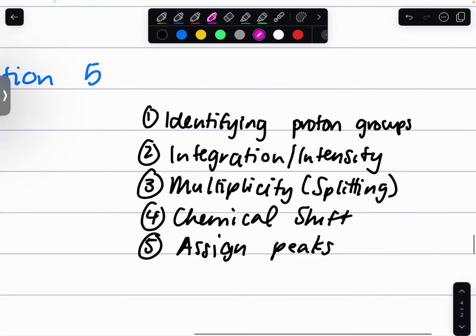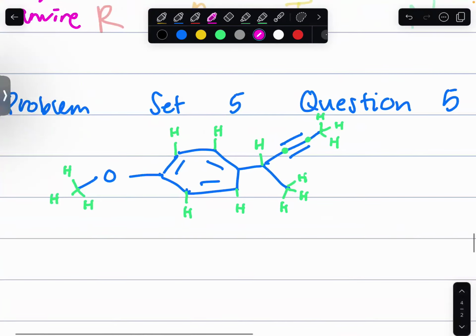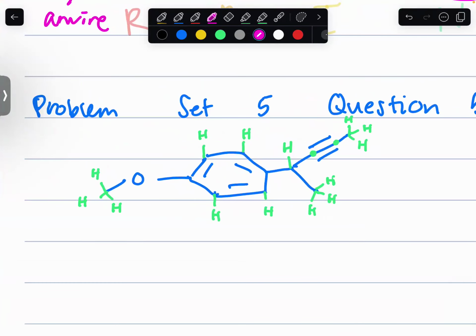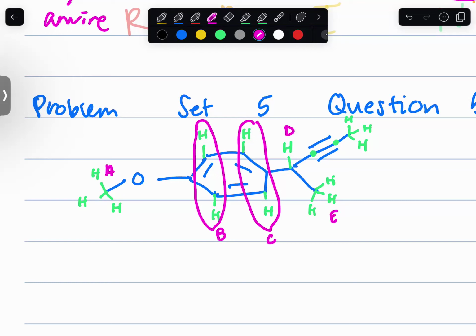Our first step, according to my little workflow here, is identifying the proton groups. So how many proton groups do you think we should have here? Yes. Why? So we have A, B, C, D, E, and F. So we have identified our proton groups. Any questions about how we grouped these together?